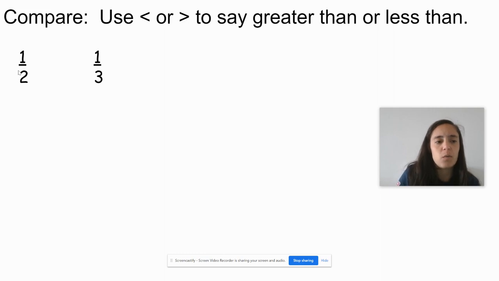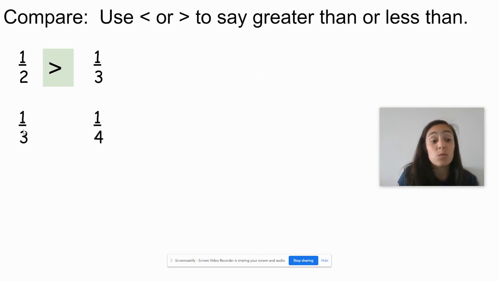So I would read it from left to right. 1/2 is something to 1/3. And if you guessed 1/2 is greater than 1/3, great job. Next is 1/3 is something compared to 1/4. So again, would I say greater than or less than? And take a moment, pause it. We know that 1/3 is greater than 1/4.